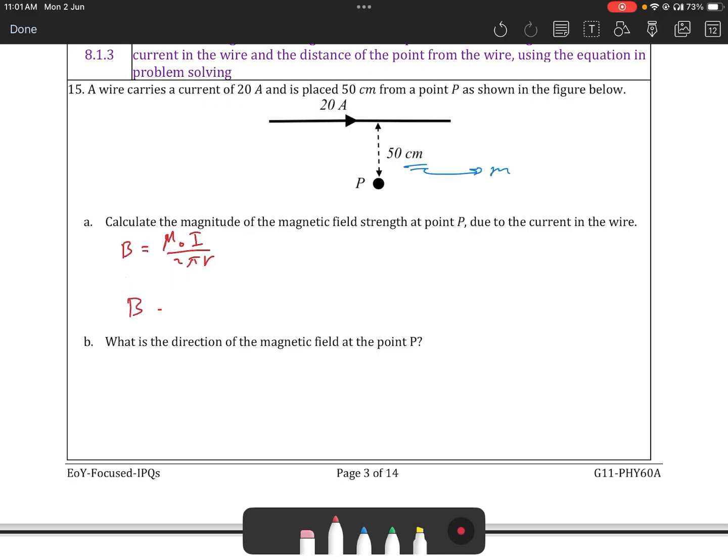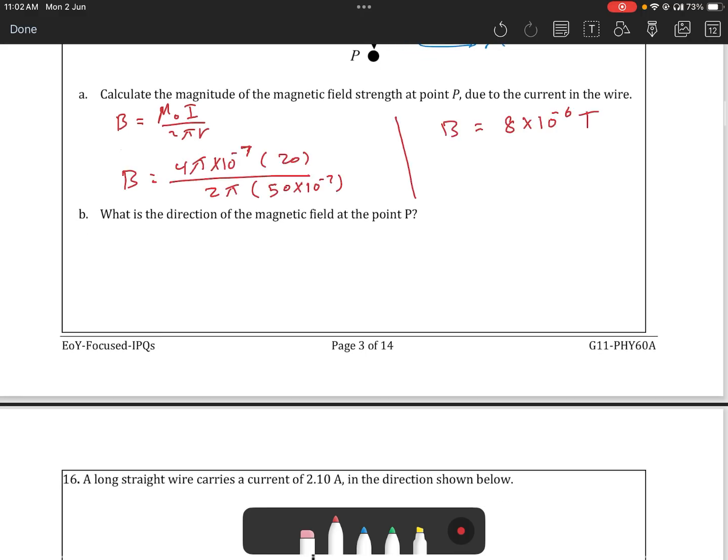So B equals, mu 0 is a constant, which is 4 pi times 10 power negative 7, times I, which is 20, over 2 pi R. R is 50 centimeters, that means 50 times 10 power negative 2 meters. The answer is B equals 8 times 10 power negative 6 Tesla.